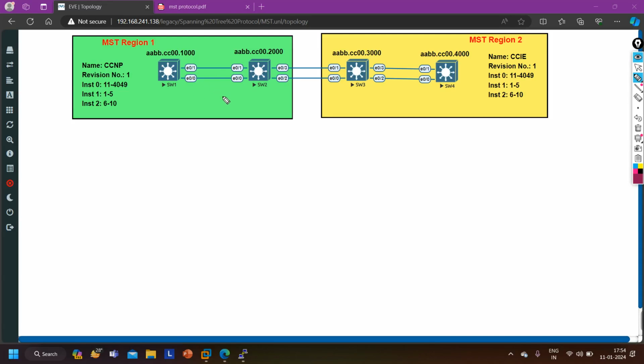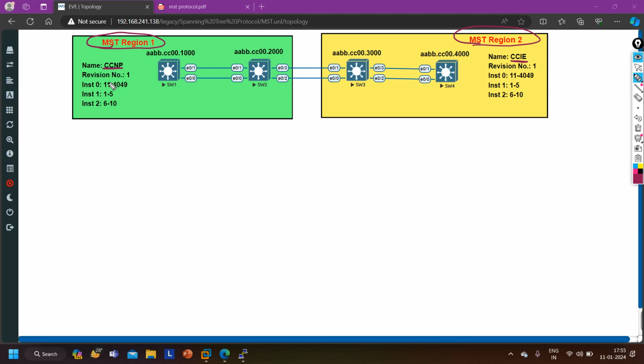So this is my topology for today. As you can see in this scenario, we have two regions of MST. You can say this is MST region 1, this is MST region 2. Why am I saying these are two different regions? Because of MST attributes. As you can see here, the name is ccnp, and in this domain the name is ccie. On switch 3 and switch 4 I am going to configure the name ccie, and on switch number 1 and 2 I am going to configure the name ccnp.